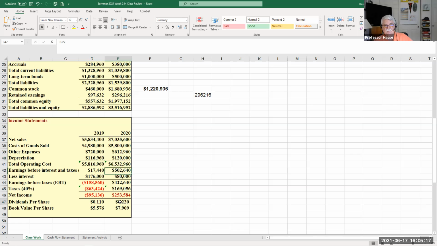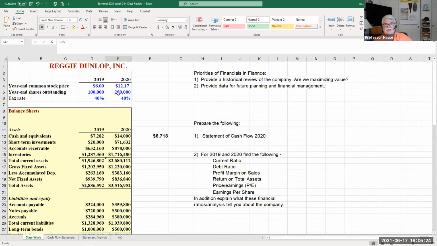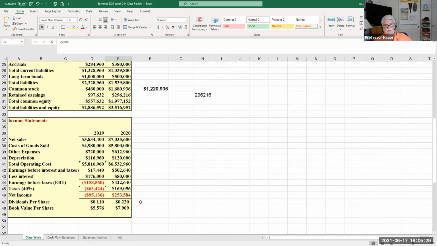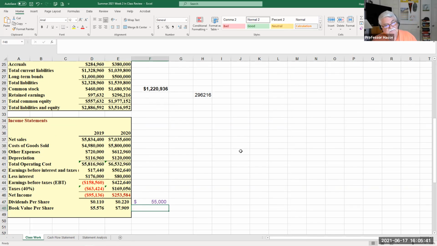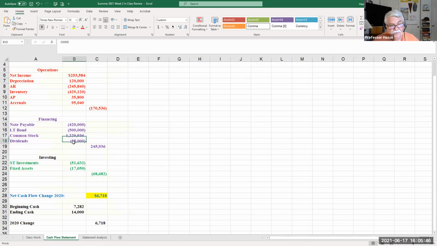Also, notice we paid out 22 cents a share in dividends in 2020. We had 250,000 shares of stock to pay that 22 cents a share dividend. If I take 22 cents and multiply it times the 250,000 shares of stock, I get $55,000 in dividends. And in our cash flow statement, that's how much we paid out in dividends to our shareholders, of cash going out in 2020.